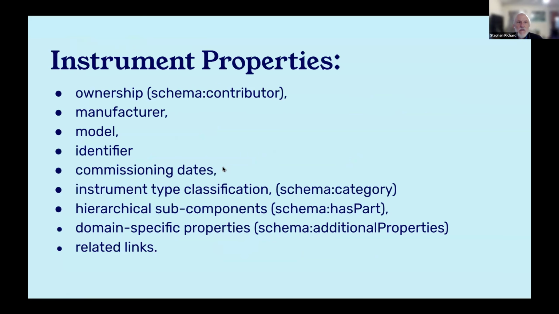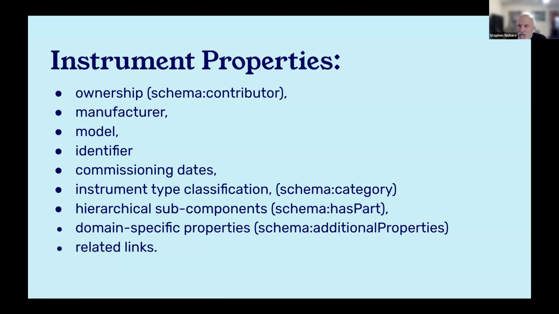So what are the properties we're interested in? And this comes from the PIDINST scheme. So we want to know about ownership. We want to know about manufacturer, the instrument model, an identifier for specific instrument instances, when they were commissioned. So people change configuration and properties of instruments over time. So actually you want to timestamp an instrument description to know, when is this description applicable, because instruments change over time.